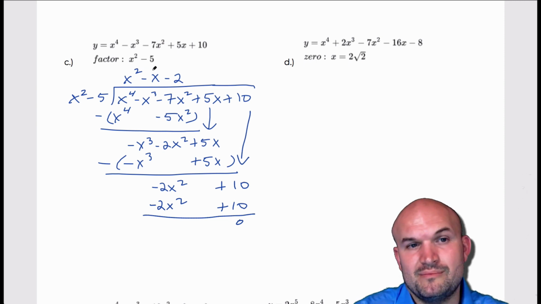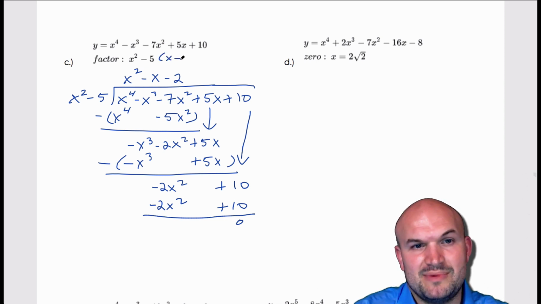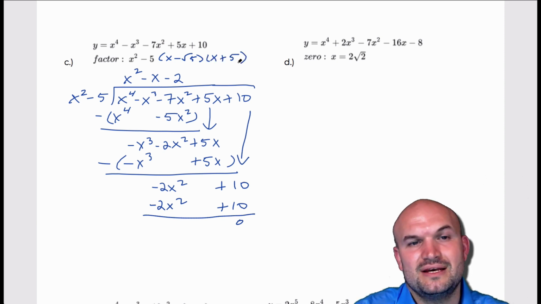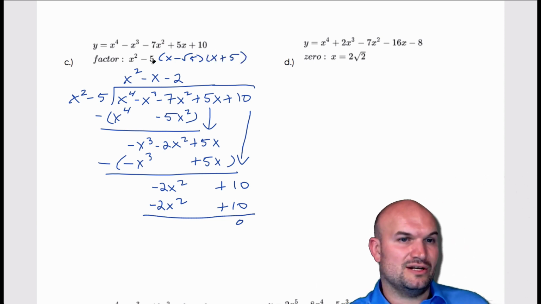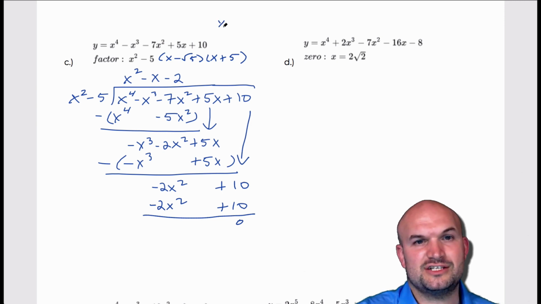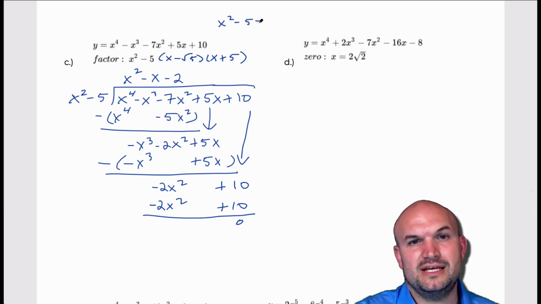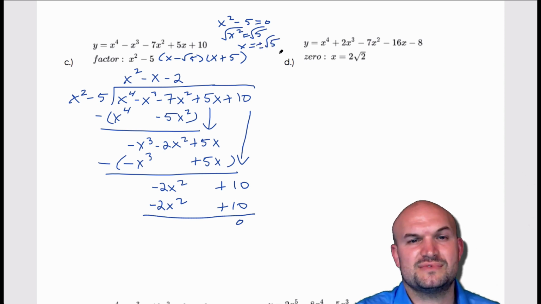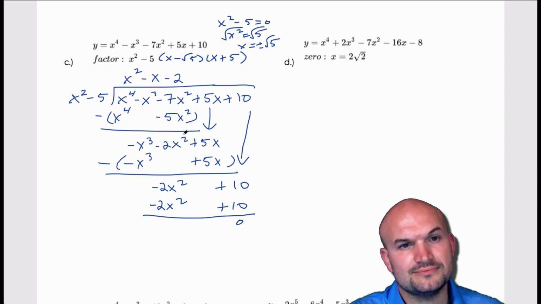Now, it is helpful to remember that I wrote that as x minus square root of 5 and x plus square root of 5. And if you didn't understand where I did that, you could also look at that by setting the factor equal to 0 and then solving, right? And then taking the square root of both sides, and you get x equals plus or minus square root of 5. So that's another way to get those two zeros.